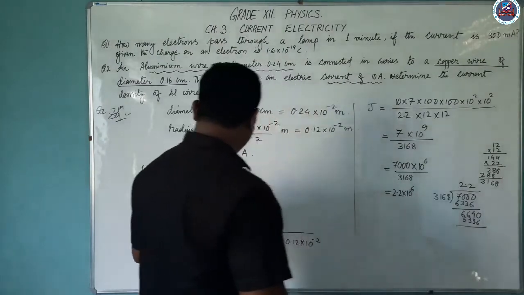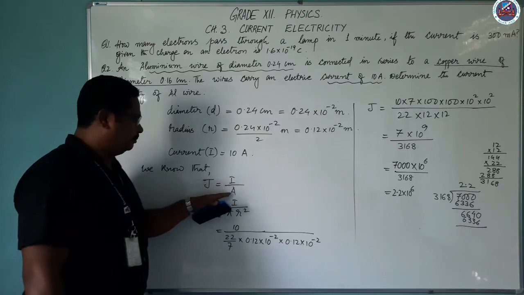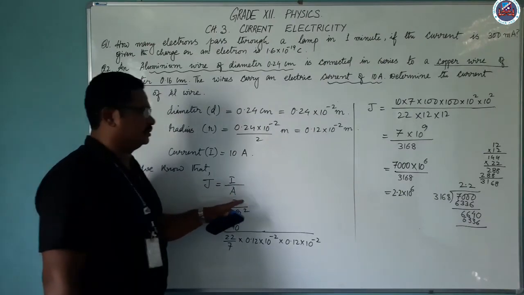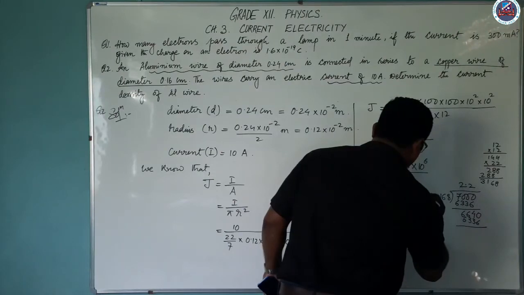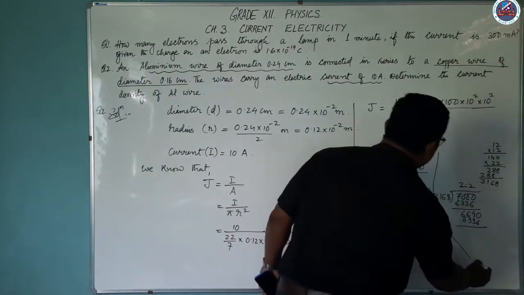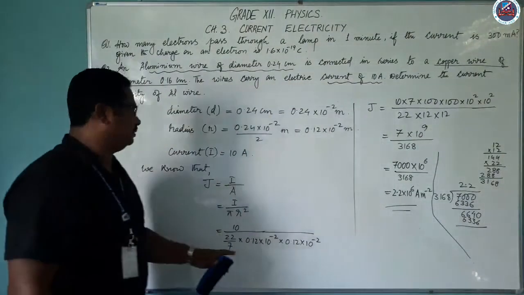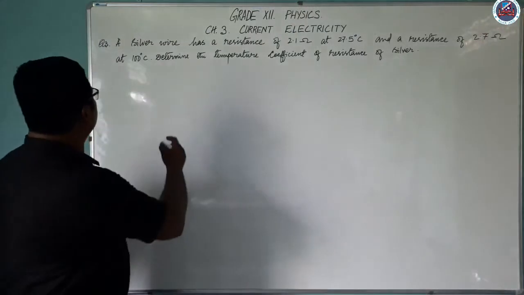And what is the SI unit of current density? If you forget, you can look at the formula: ampere divided by meter square. So it is called ampere per meter square. This is the calculation part. So this way you can find out the current density. So let us solve this question and see.